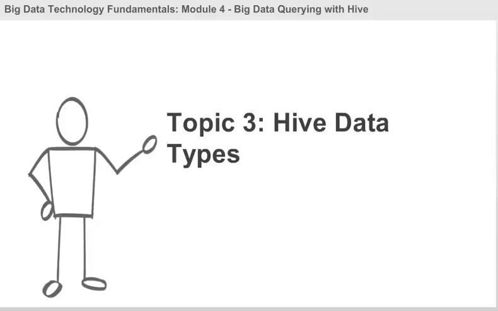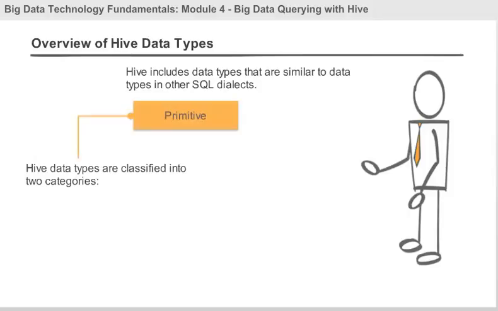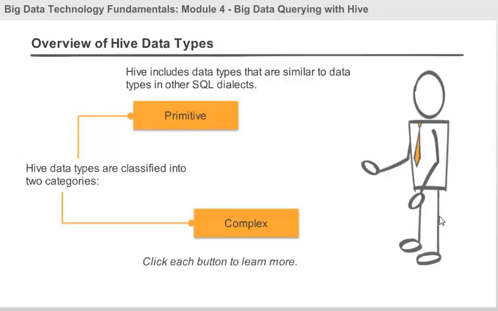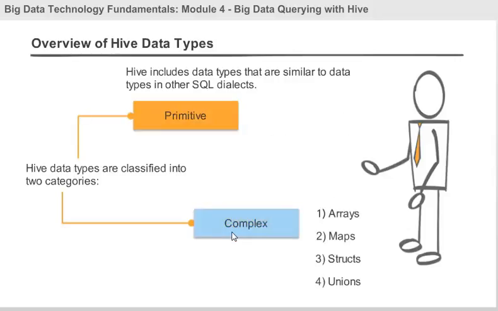Hive includes data types that are similar to the data types available in other SQL dialects. Hive data types fall into two categories: primitive and complex types. Click each button to learn more. Primitive data types include numeric types, date-time types, string types, and miscellaneous types, such as Boolean and binary. Complex data types include arrays, maps, structs, and unions.